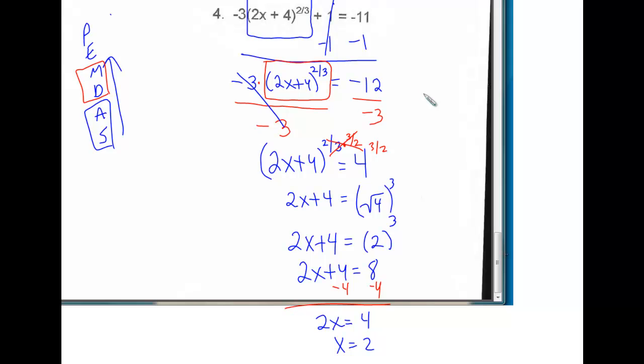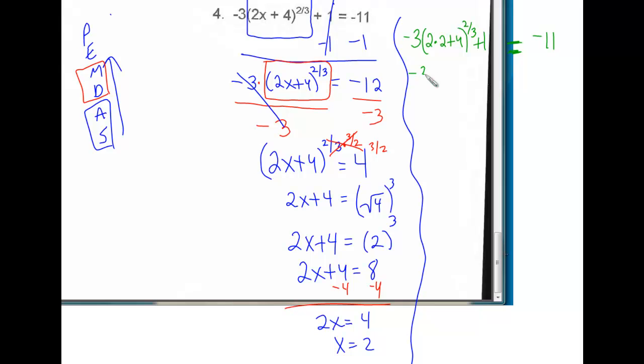Let's check this answer and plug 2 back into our original problem. Negative 3 times 2 times 2 plus 4 raised to the 2/3 power plus 1. I want to see if that's equal to negative 11. So inside the parentheses, PEMDAS says we take care of parentheses first. I get 4 plus 4, which is 8. PEMDAS says next, take care of the exponents. Well, this is negative 3 times the cube root of 8 squared plus 1.